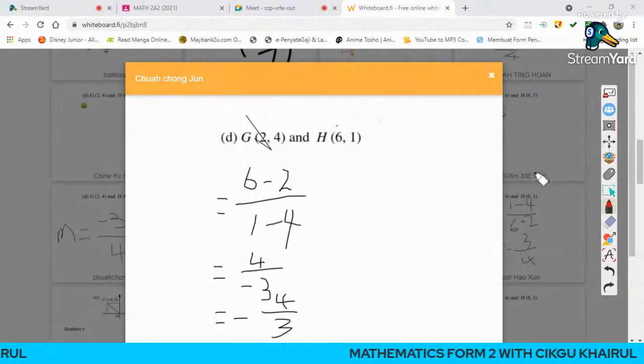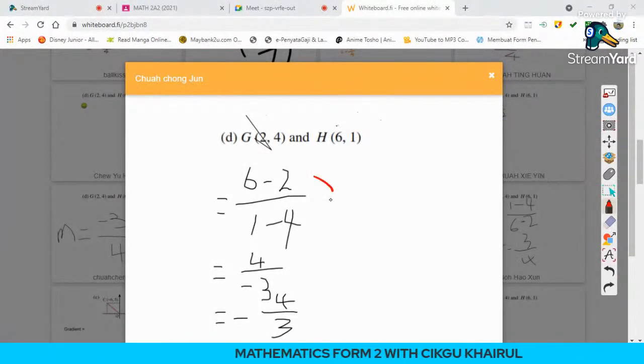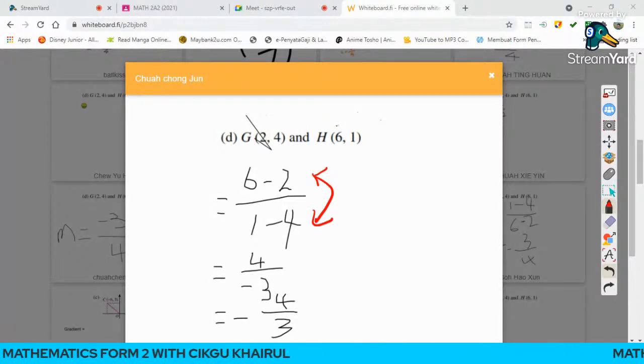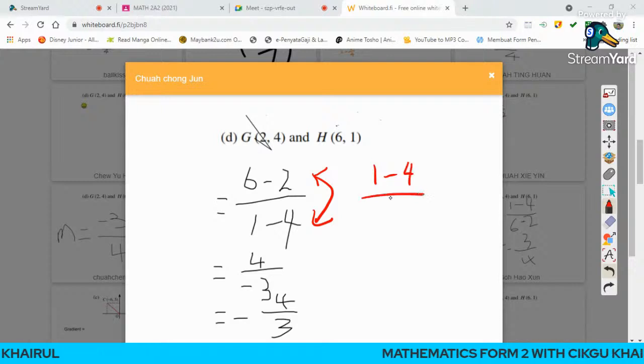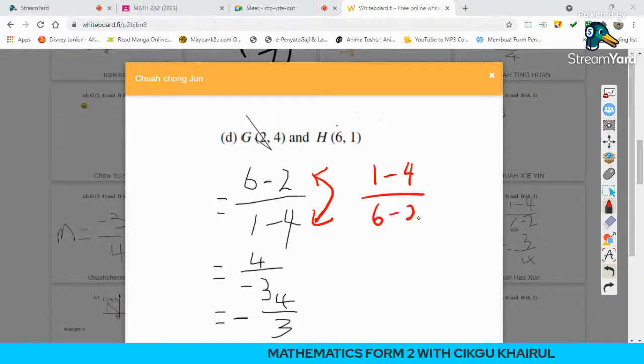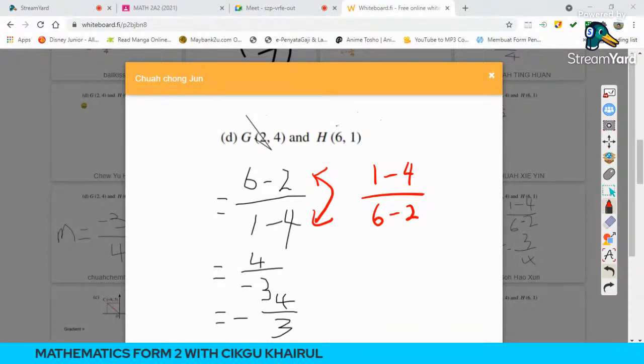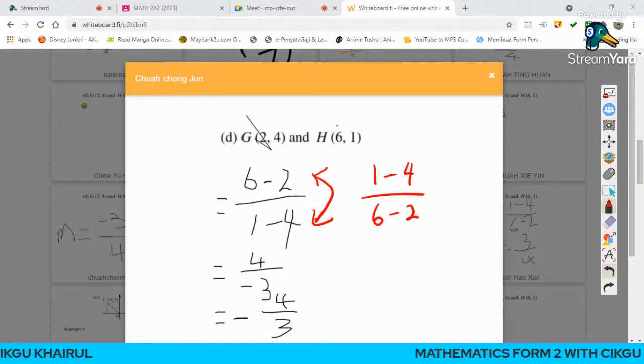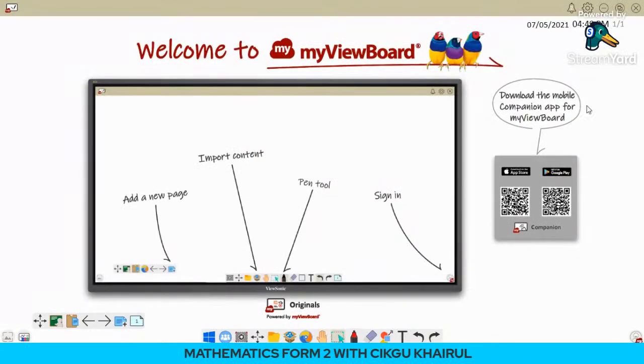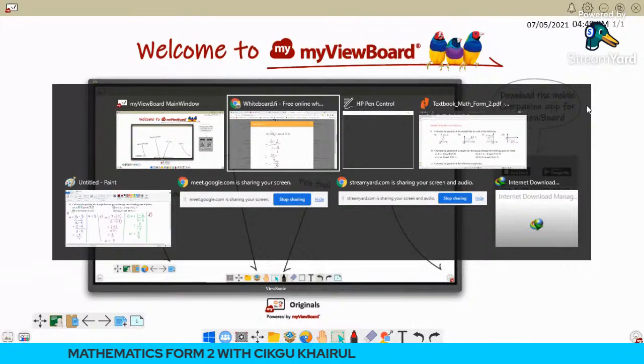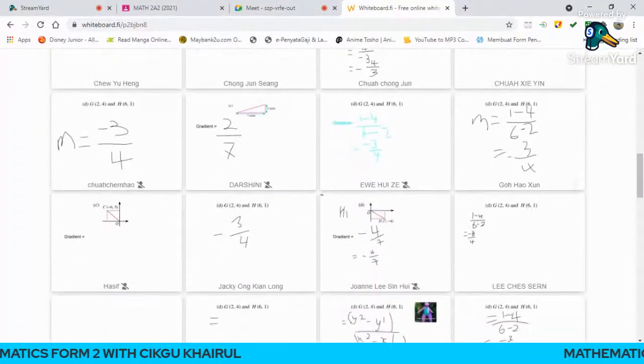Okay. So this one, Chua Chong Jun. Not 6 minus 2 over 1 over 4. You should write actually 1 minus 4 over 6 minus 2. Wrong. So y minus y on the upper part, not x. Okay, Chua Chong Jun, okay already.